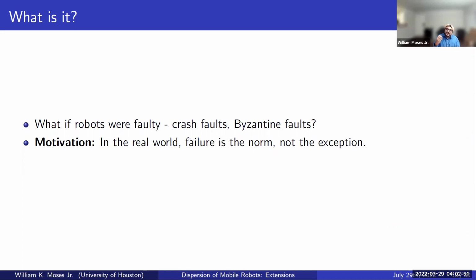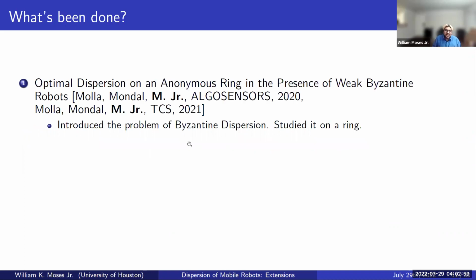So let's look at what's been done. Initially, Molla, Mondal, and myself introduced this problem of Byzantine dispersion, and we studied this on rings. I'll get to it in a moment, why we call it Byzantine dispersion, why we had to redefine the problem in the context of Byzantine robots. But anyhow, in this paper in 2020, we introduced the problem of Byzantine dispersion and studied it on a ring.